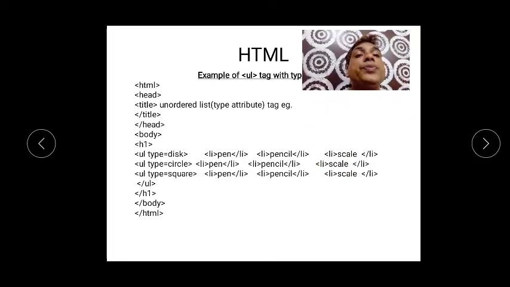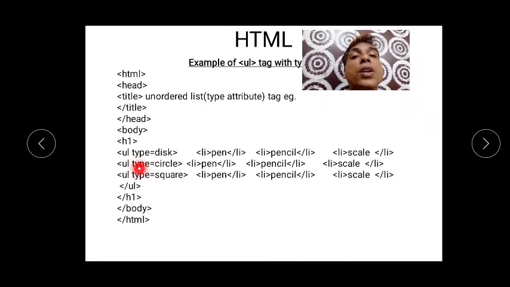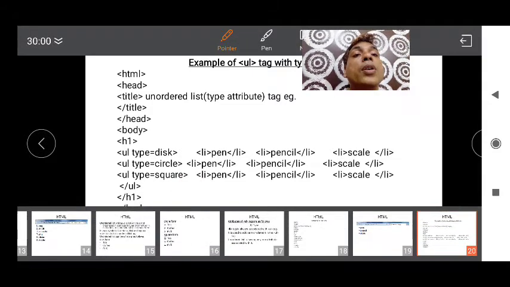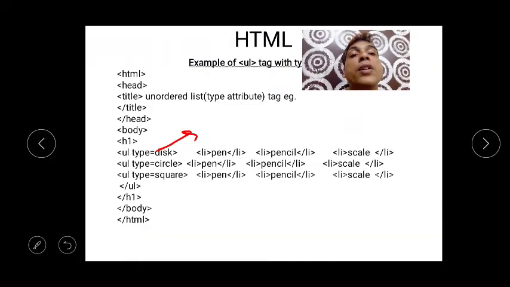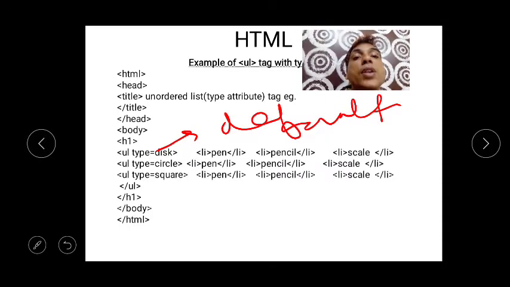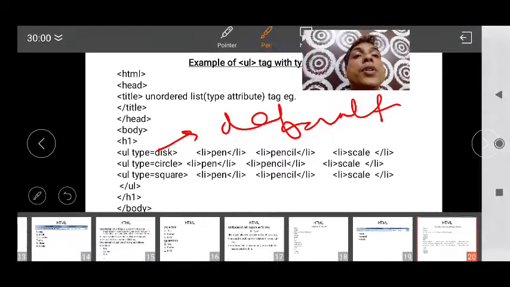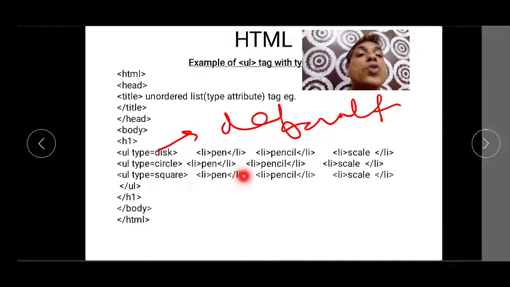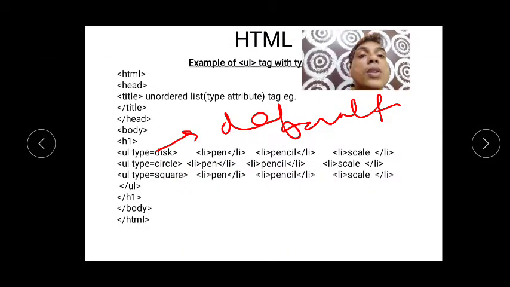I think here we are going to use attributes. Can you see we have used a type attribute? Okay, type equal to disk, type equal to circle, and type equal to square. But remember that this is like default. Okay, default is disk. So this is pen, pencil, scale. I think everywhere I've used the same thing. Type equal to circle, type equal to square. There also I've used the same thing.